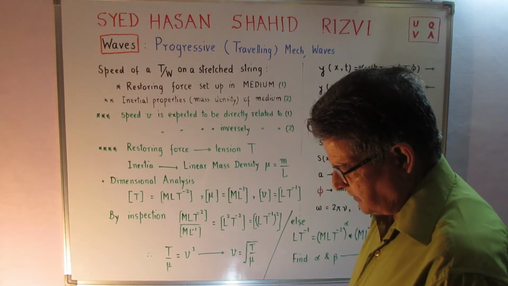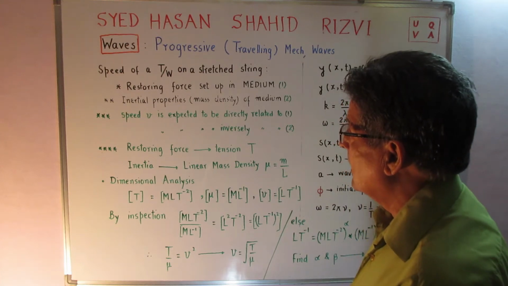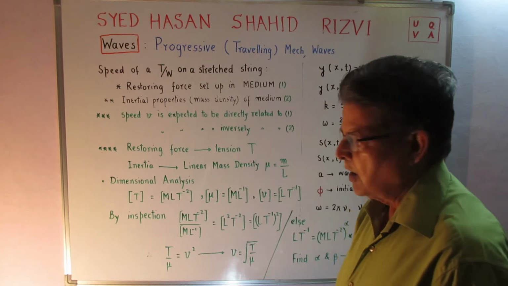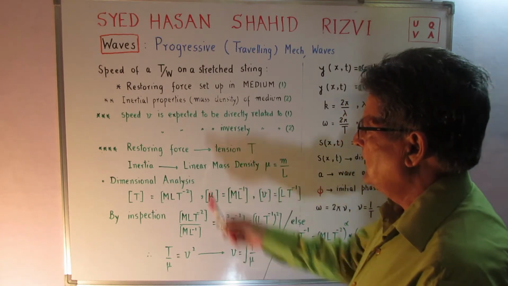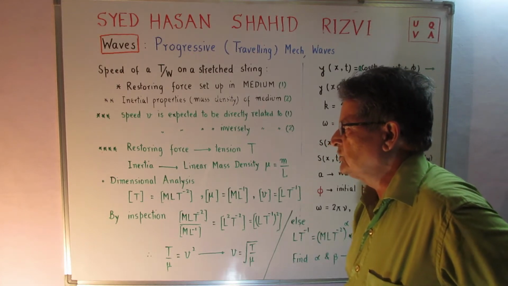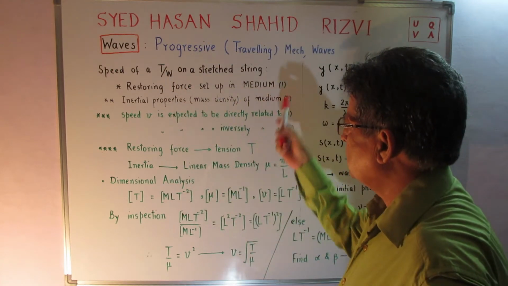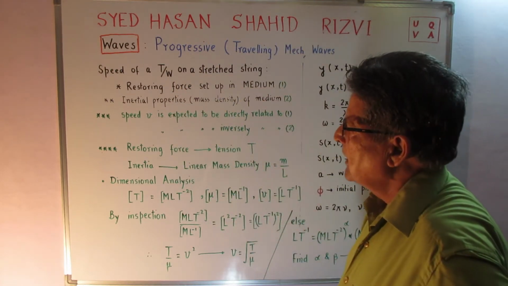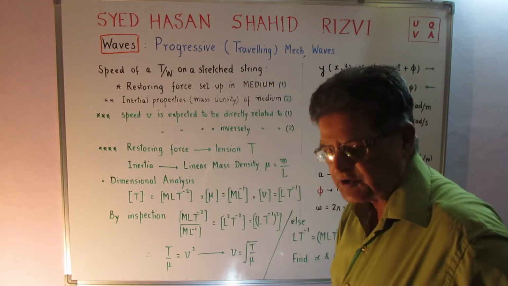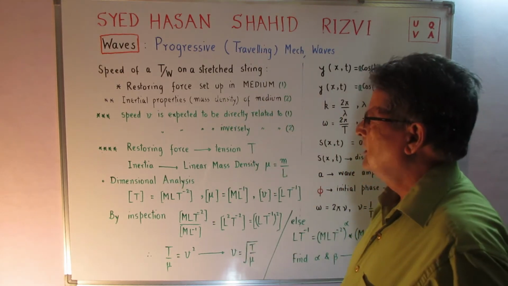So the material medium there is a string, and the string has associated tension in it. When it is stretched, the material has two properties associated with it. One is the restoring force which is set up in the medium, and the other is the inertial property, that is the mass density associated. These are two properties which we can see apparently.